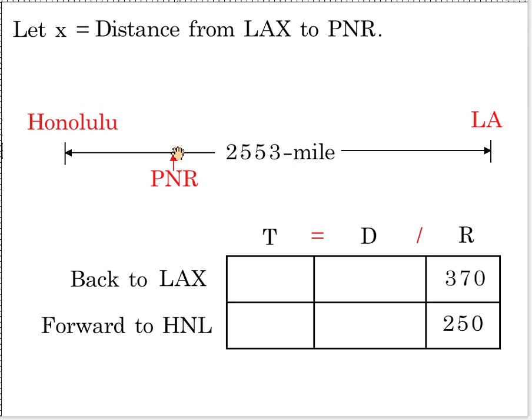And the next question is, we now know what this is, it's x. The next question is how do we use x to reference the distance from the point of no return to Honolulu? Well, since the overall distance length of this line is 2,553, if I subtracted out this segment, then I would have this as a remainder. And so that was what I used to finish up this column.